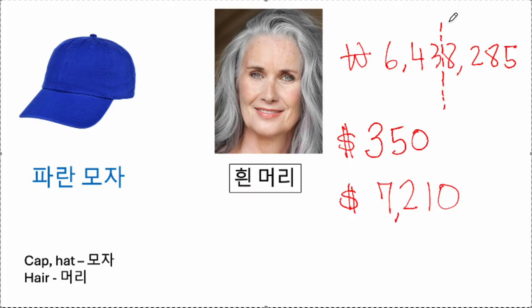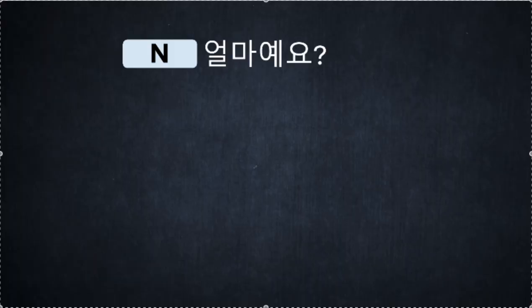So you put 만 here. Okay, so after 만, you have to have just 4 digits. Okay, so you read this separately. So 643만. This line is 만. 643만. Here. 8,285. 8,285원.